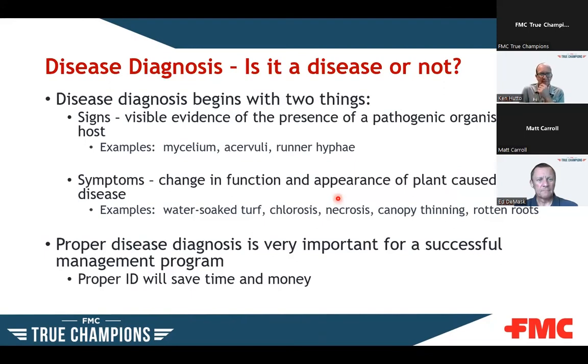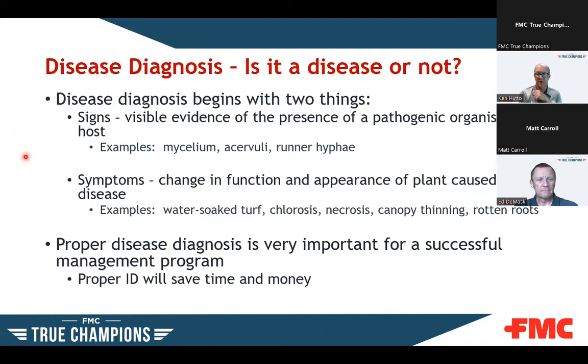Diagnosing a disease, we kind of went through some of the problem solving earlier in the year in the presentation. So now we're getting more specific to disease. I think the first thing that we need to look for are signs and symptoms. So signs of disease are when you're actually able to see evidence of a pathogen on the host.